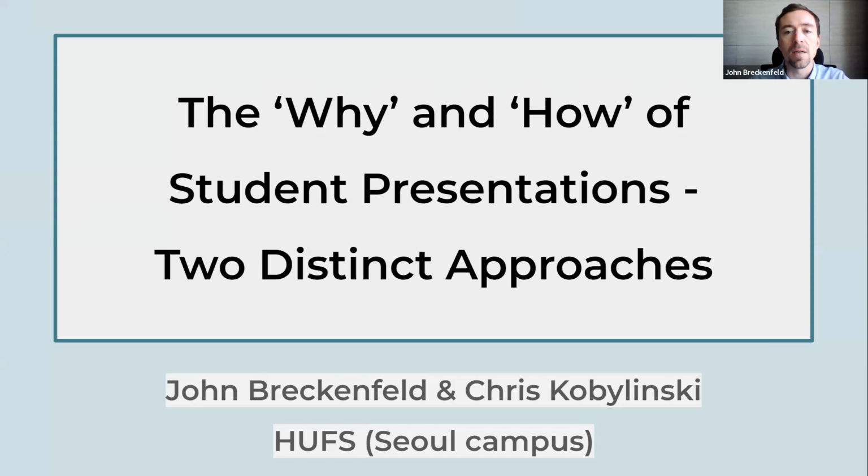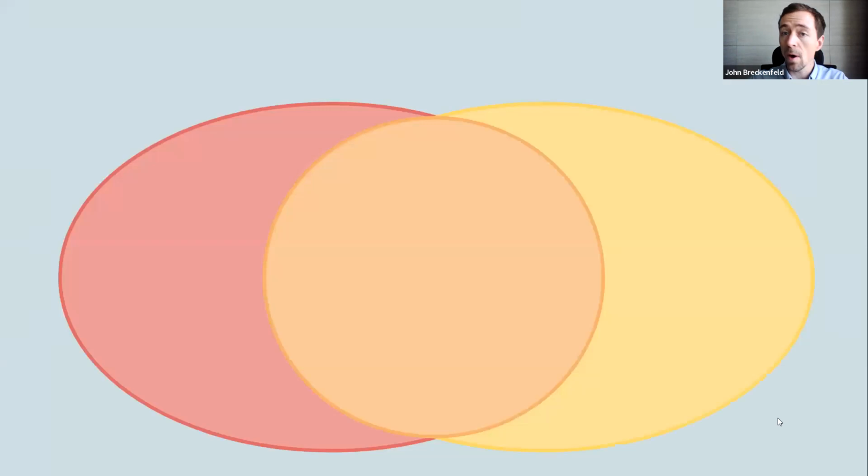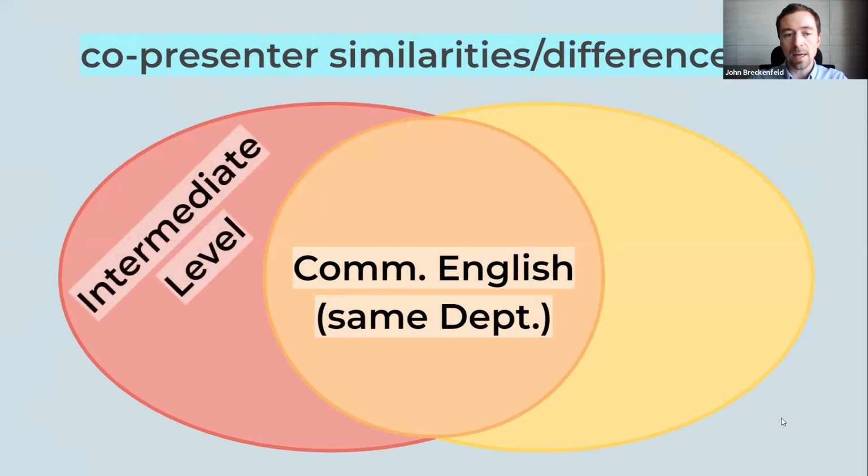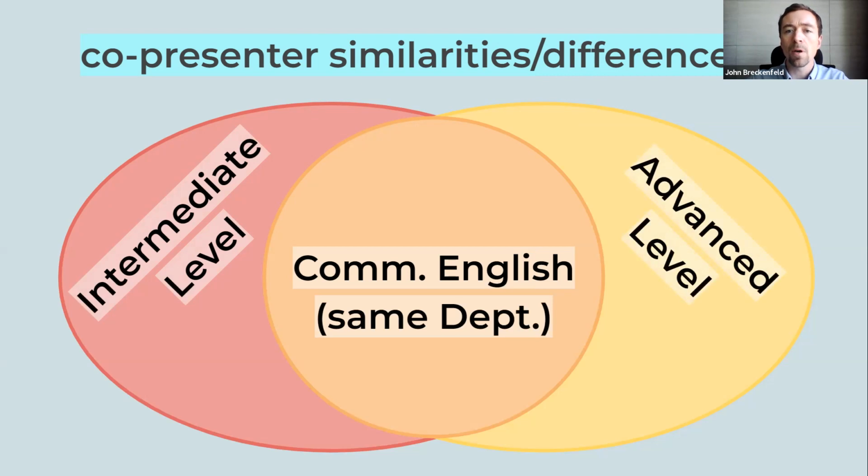We're really going to focus on how we are using presentations differently. We have quite distinct approaches to using presentations with students. And so there are some similarities. For us, we both teach communicative English in the same department. And right now, spring semester, the focus is more listening and speaking. But I teach intermediate level only, and Kobe teaches only advanced level classes. And we have 4 class sections, both of us, and about 120 students each for each semester.